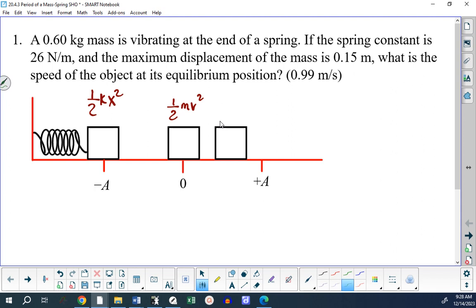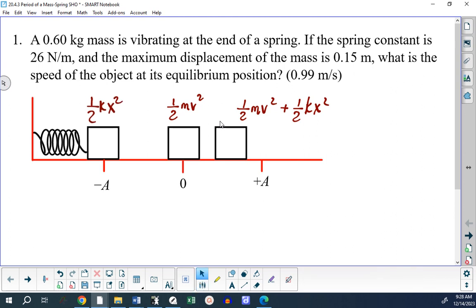Whereas in this third position, it is moving because it hasn't reached a stop yet, and it's not at the equilibrium position, which means it has potential energy as well as kinetic. And the potential energy it has in the first position and the kinetic it has in the middle position I've drawn, and the kinetic and potential it has at any other position, are going to be the same. So you're using conservation of energy to solve these problems.